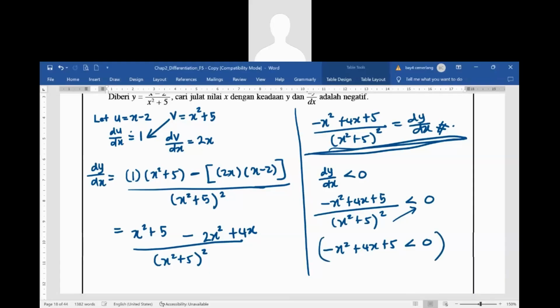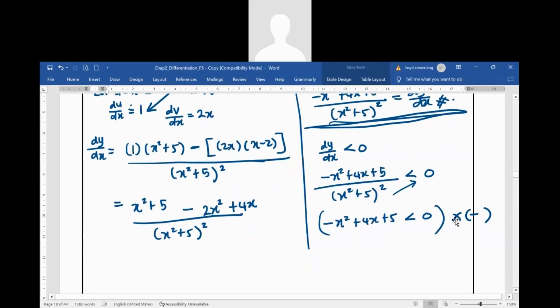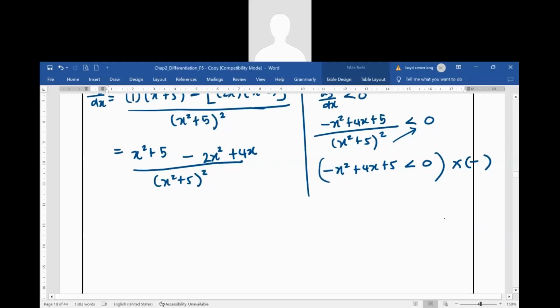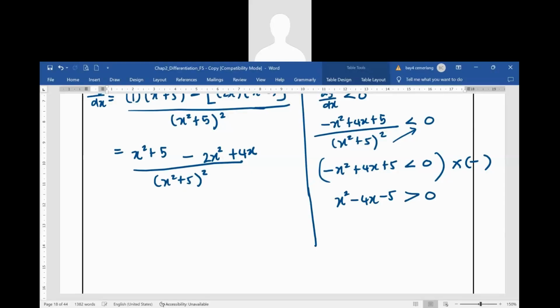And then, you need to make sure your a is positive, right? So, you multiply by negative. Negative, multiply by negative maksudnya multiply by negative 1 lah maksud dia. Okay, jadi x square minus 4x minus 5, no, not less than 0, because you're multiplying with negative, so the symbol will change, symbol of inequality.